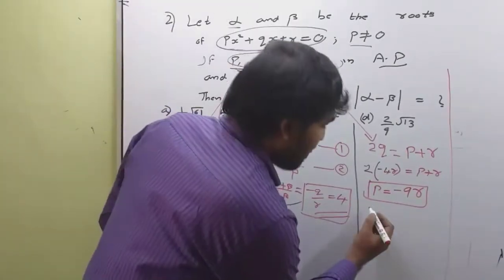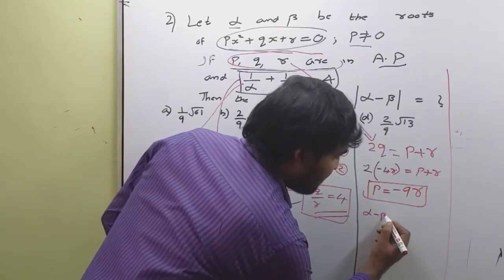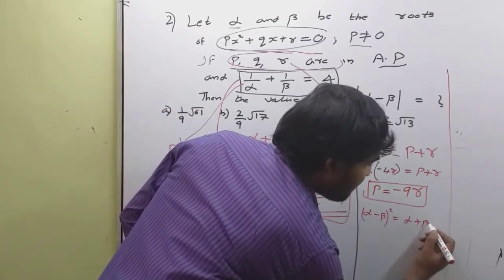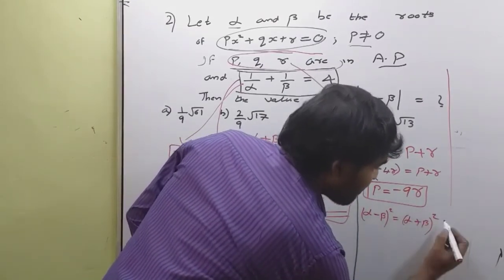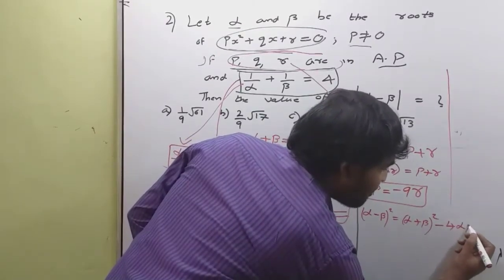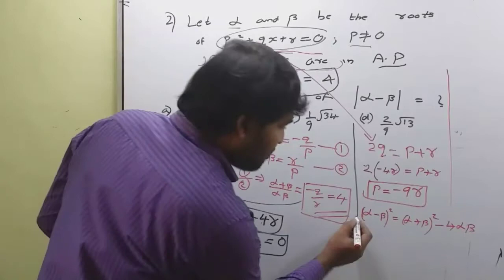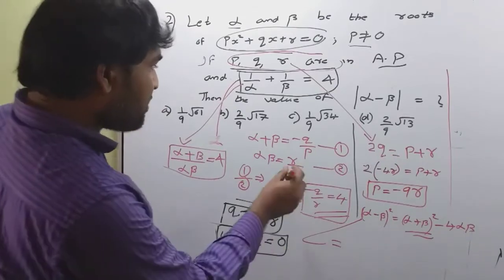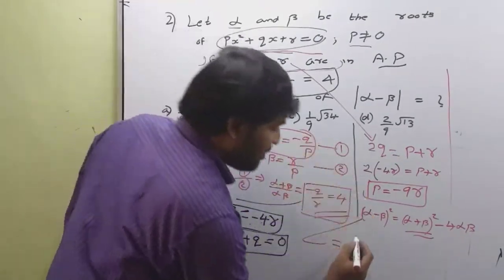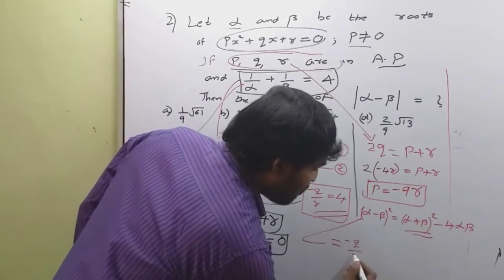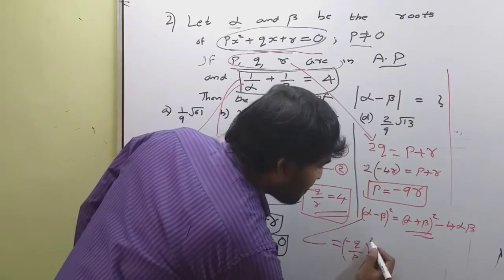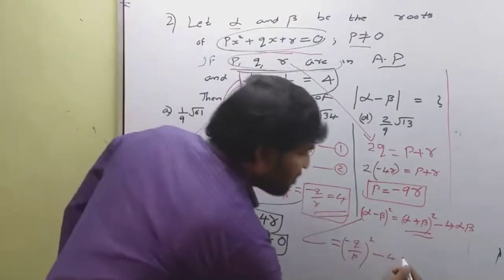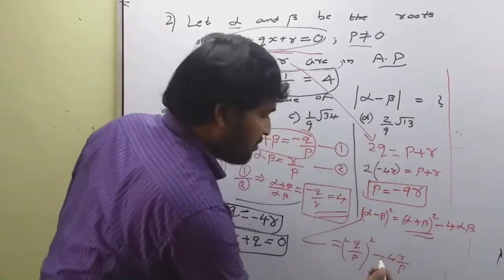Now alpha minus beta the whole square is equal to alpha plus beta the whole square minus 4 alpha beta. Isn't that the identity? Alpha plus beta is equal to minus q by p, so that is minus q by p the whole square minus 4 times alpha beta, and alpha beta is equal to r by p, so 4 into r by p.